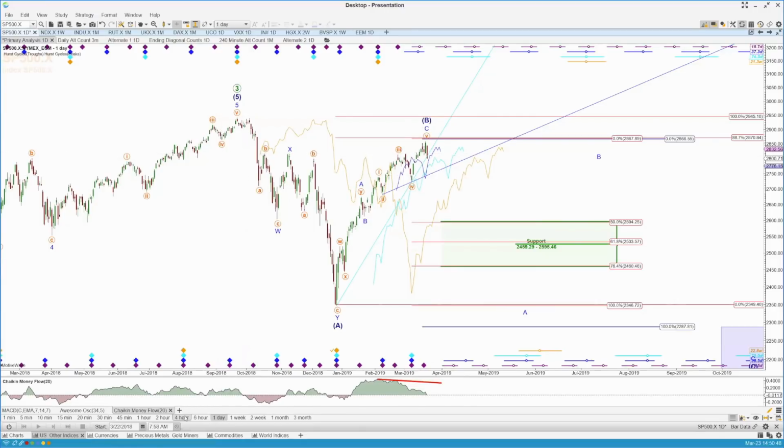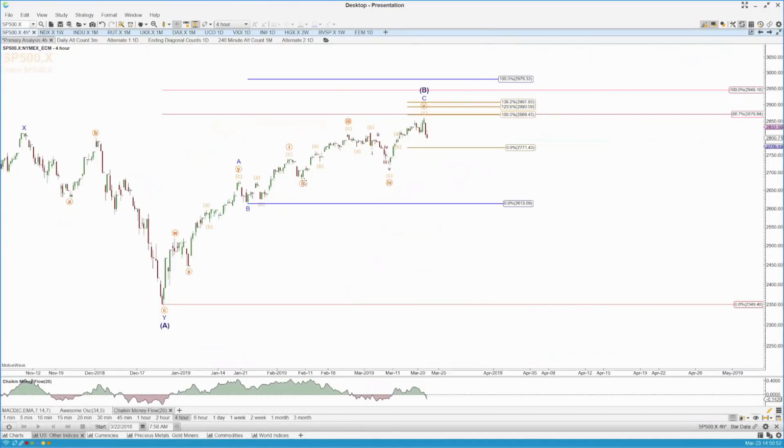What are we looking for from here? First off, we need to get back below this area here, here, and here. So we need to take out 27.70, followed by 27.20, followed by 26.13. Those are the 3 key levels of support in the S&P 500.